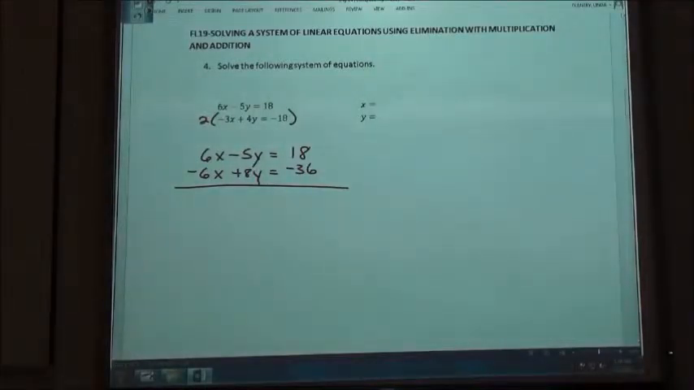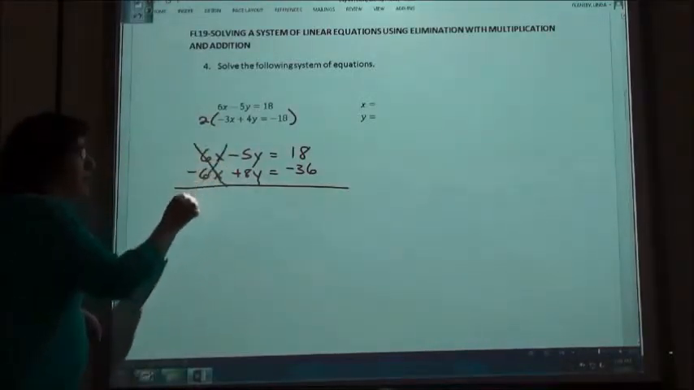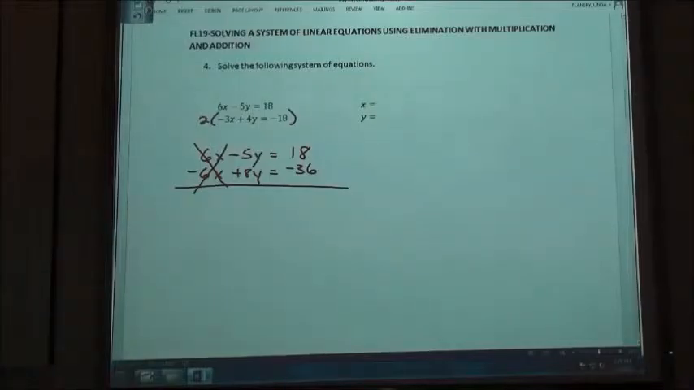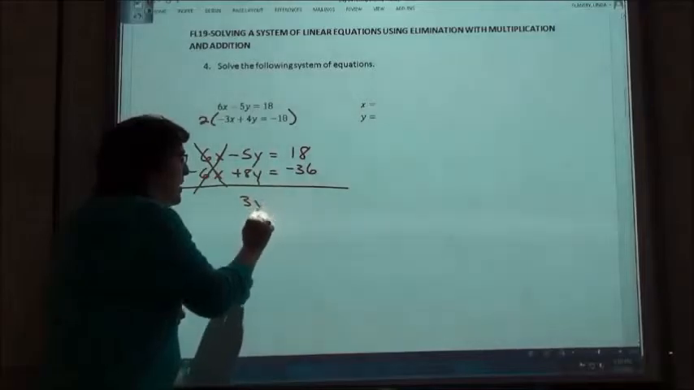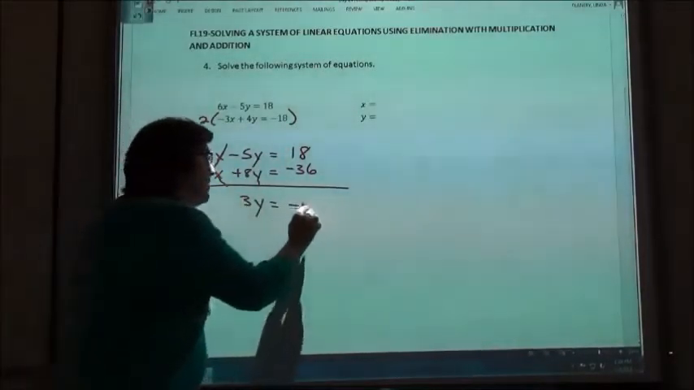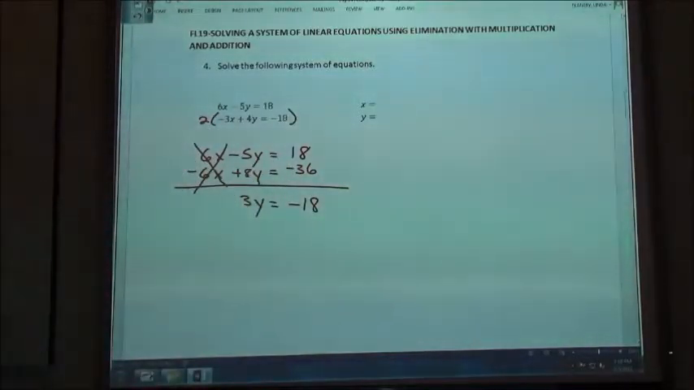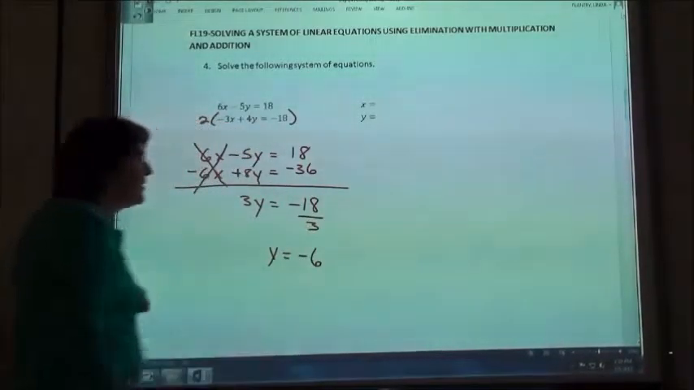Now what I'm going to do is add my equations together. When I take 6x minus 6x, it's going to cancel out, right? I get 0. Negative 5 plus 8 would be 3y. 18 minus 36 would be negative 18. In order to solve that, all I'm going to do is divide. Y is going to equal negative 6 then.